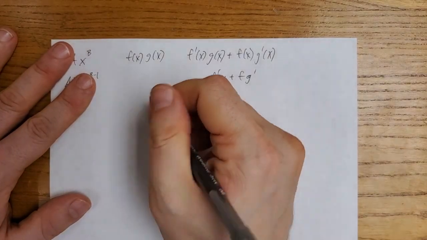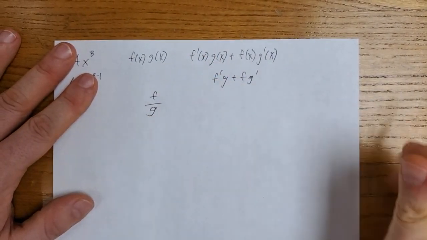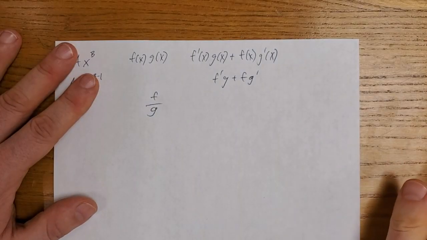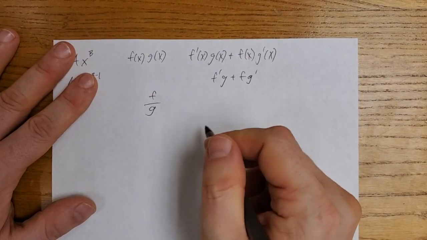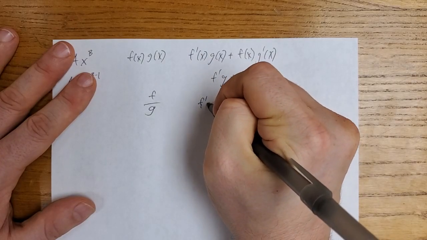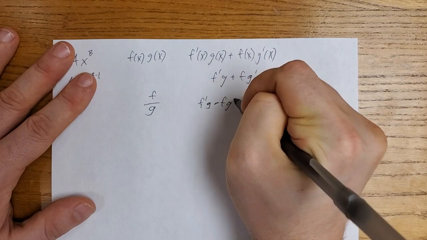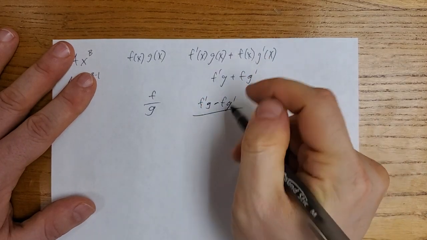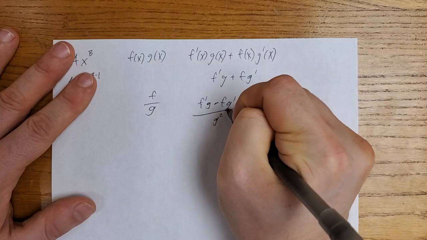And if it's a division, if you have some function over another function, then that is the quotient rule. And how the quotient rule works is f prime g minus f g prime, all over g, the original g, squared.